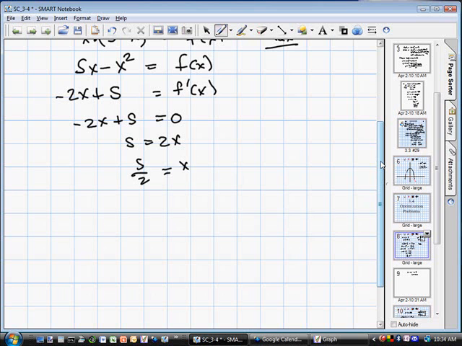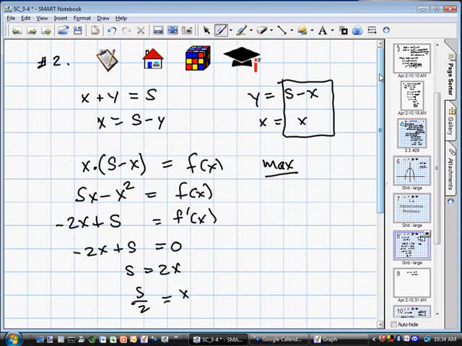By the way, if that's what x is, what's y? Go back to the top. If x is s over 2, what does y turn out to be? What's s minus a half of s? A half of s. So in other words, x and y both turn out to be a half of s. They're equal.